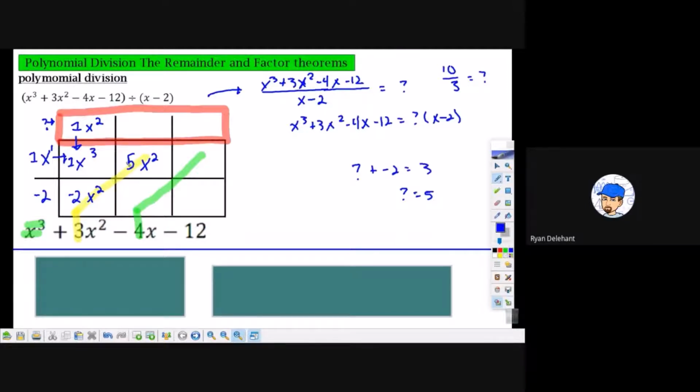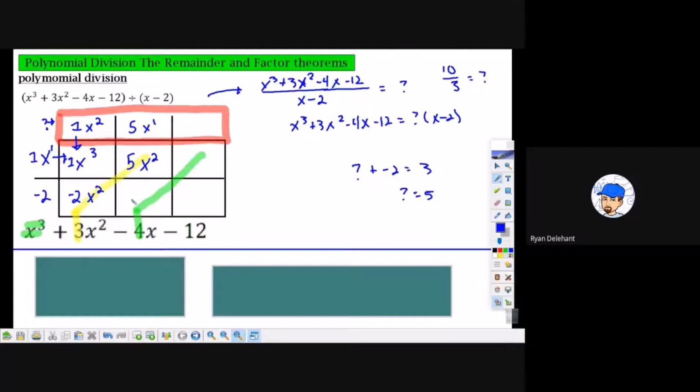Now that I know the middle, I can work this column and fill this in, just like I did up here. So now I know this number has to be 5x squared. Since I know the outside edge of this, I can use that to find the top. 1 times something equals 5. That has to be 5. This has an x to the first, but I need x squared, so I need one more x right here.